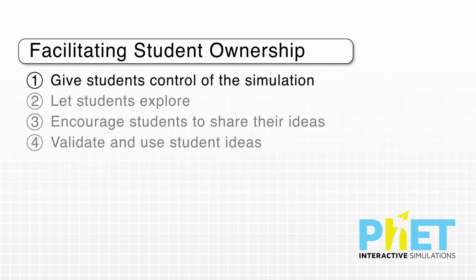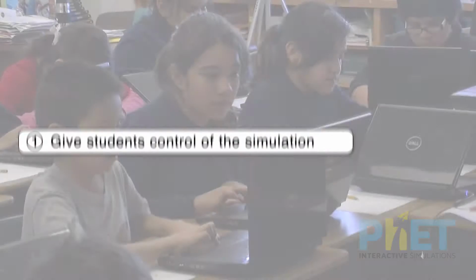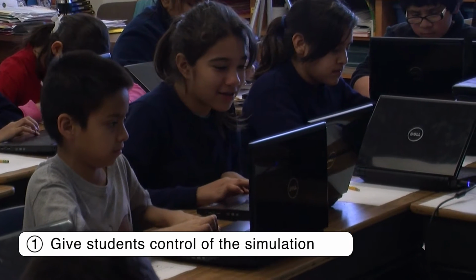Give students control of the simulation. Let students explore. Encourage students to share their ideas. And validate and use student ideas. Giving students a chance to play with the simulation is a great way to start them out.